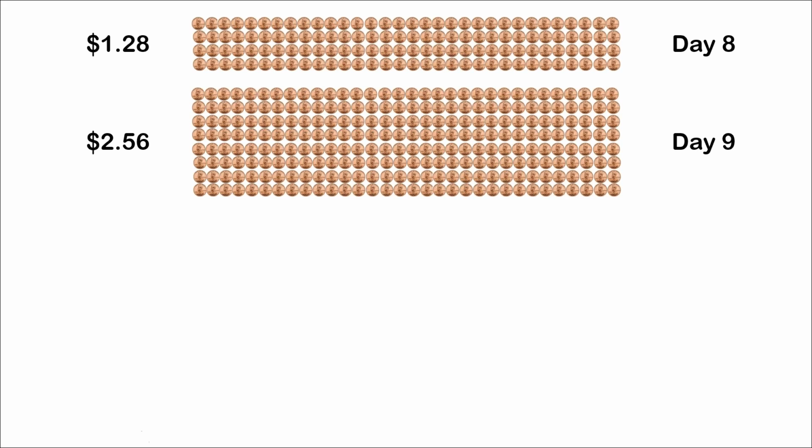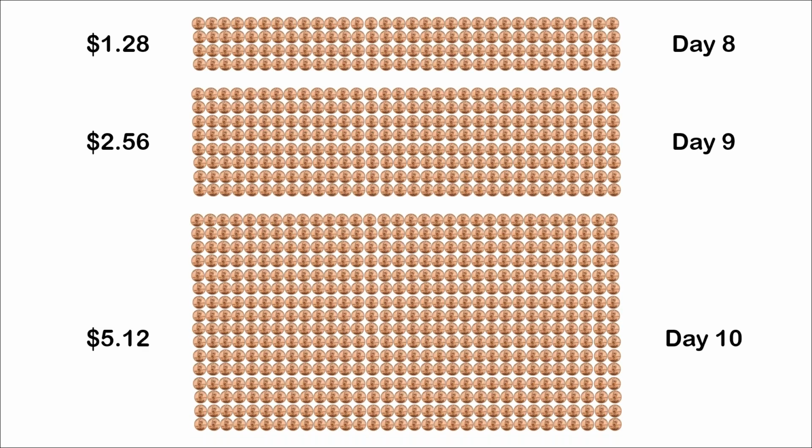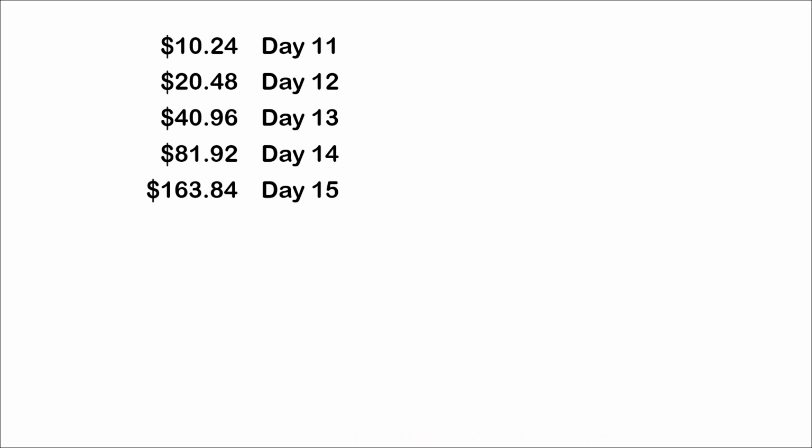All right, here's day 8, day 9, day 10. At day 10, about a third of the way through the month, we've only got $5.12. We keep it going. All right, we're at day 15, which is about halfway through the month, with only $163.84. If you only had a month left to live, now you've already used up half of it, and you barely have anything near that $50,000.